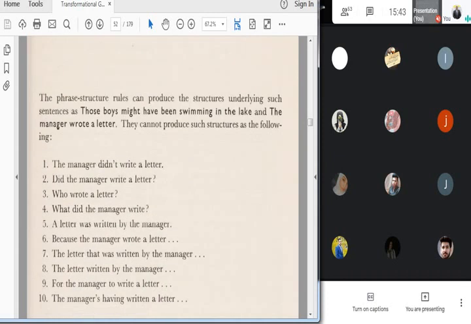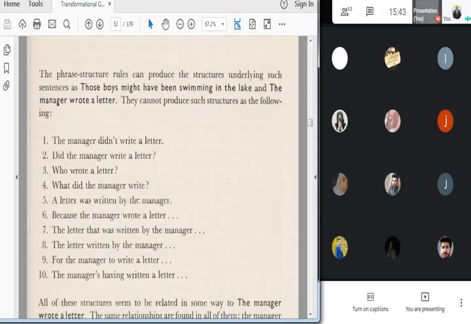But if we check these: "the manager didn't write a letter." These, by the way, have the same meaning or circulate around the same idea. "The manager didn't write a letter." Did the manager write a letter? Who wrote a letter? What did the manager write? A letter was written by the manager. So these five, at least, share the same idea, which is the action of writing a letter, right?